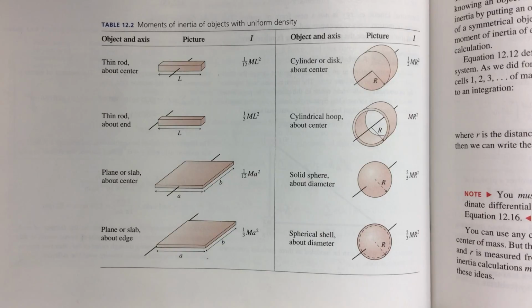So what it is, the mass is the same in the cylindrical hoop, but in the cylindrical hoop, all the mass is compressed farther away from the center. And so it takes more torque to move.